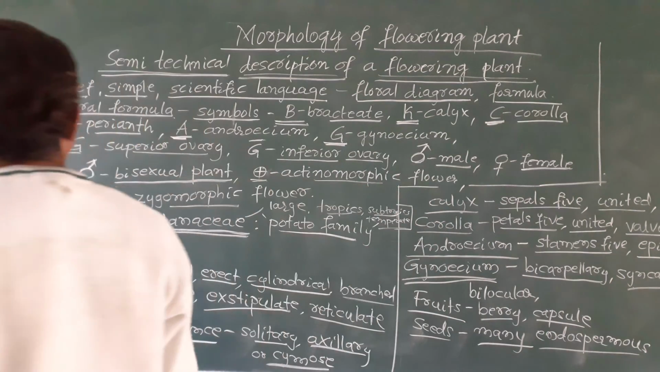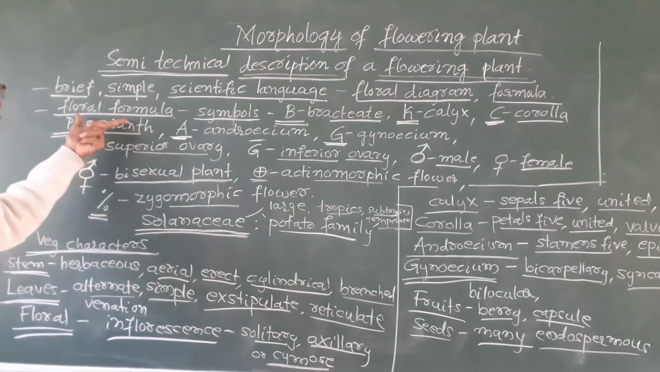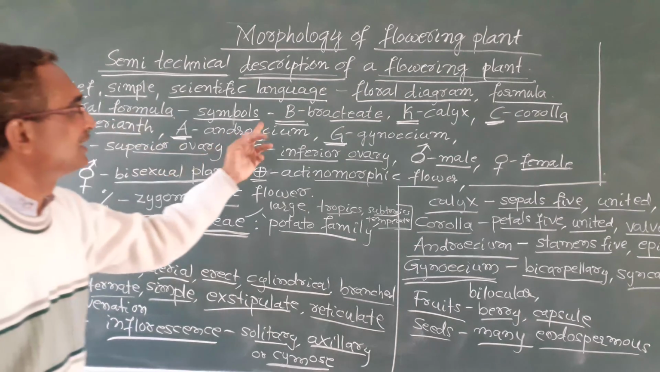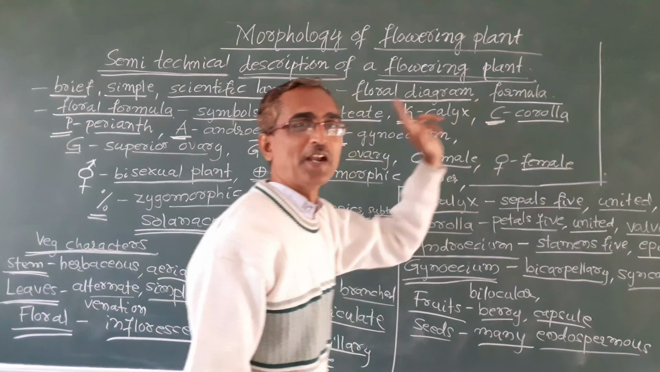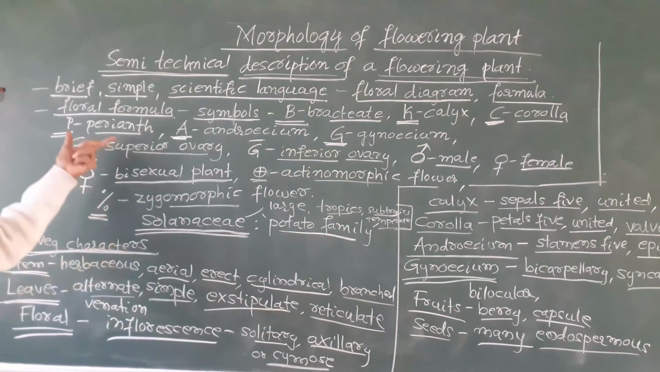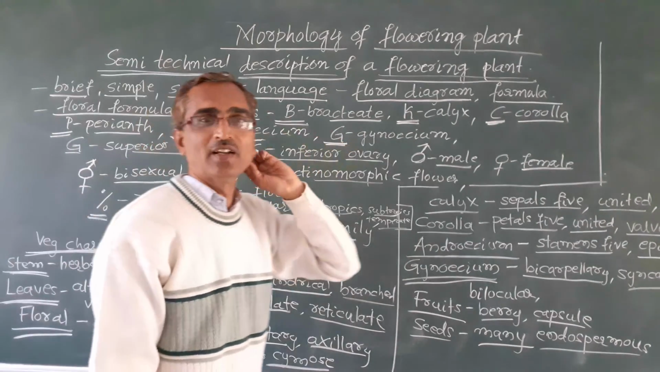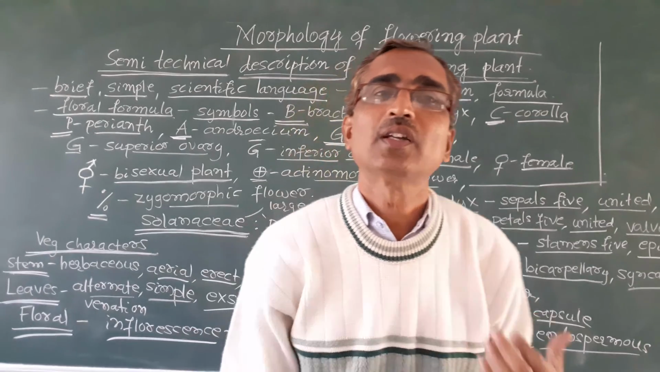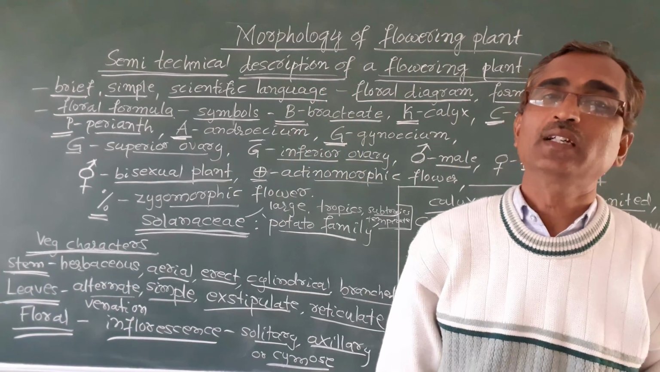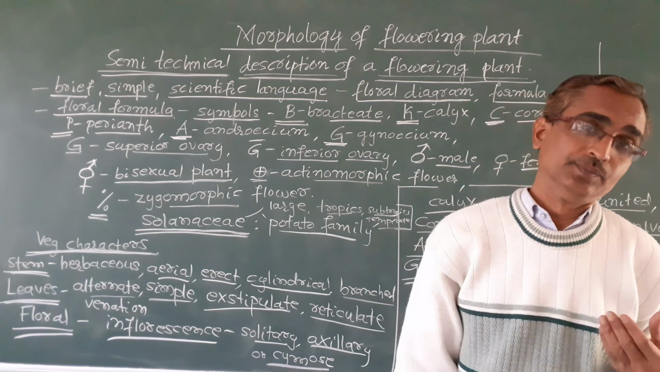Certain symbols are used in the floral formula: B means bracteate, K means calyx, C stands for corolla, P for perianth, A for androecium, and G for gynoecium. So various symbols like these are used in describing the morphology of a plant.